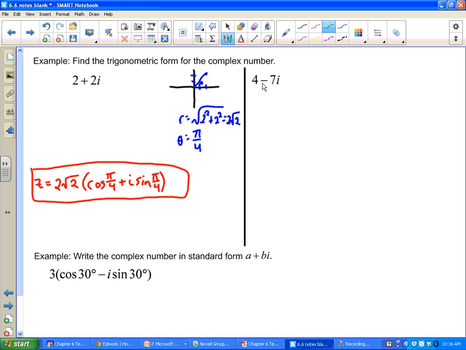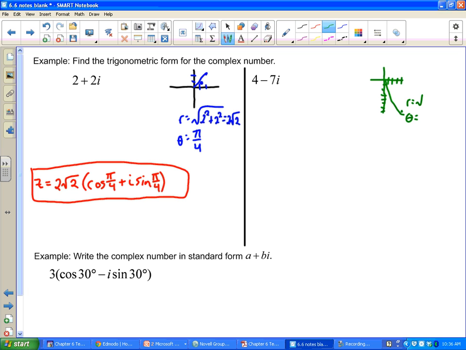So let's do 4 minus 7i. Let's graph that. I would go right 4 and down 7, way down here. So that's down here. I'm trying to figure out how to draw straight lines on the computer. Now let's figure out r and theta.